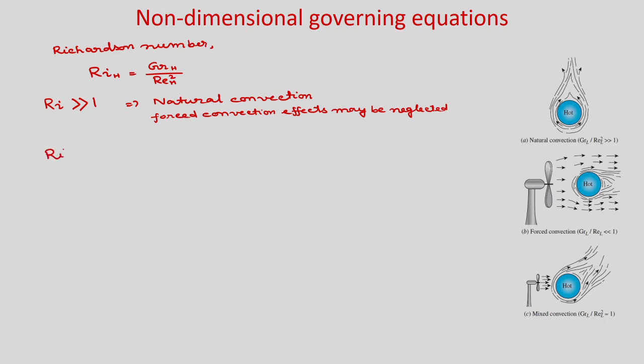If Richardson number is much less than 1. Okay. So, in that case you can see inertia force will dominate. So, that means it will be forced convection. So, in this case your natural convection effects may be neglected.